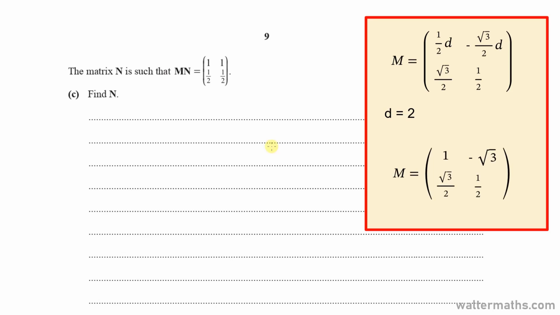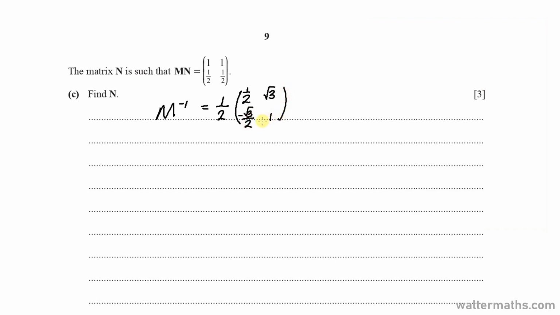Now, the inverse of M, so M inverse should therefore come out as 1 over the determinant of M, which is 2. And here, switching the positions of 1 and of a half, we'll be having a half here and 1 here. And for this root 3 over 2, if we are going to change the signs, then we will have this becoming root 3 and this becoming minus root 3 over 2. So we now have M inverse.